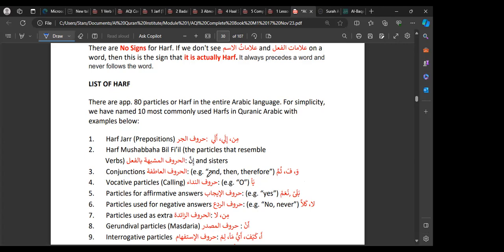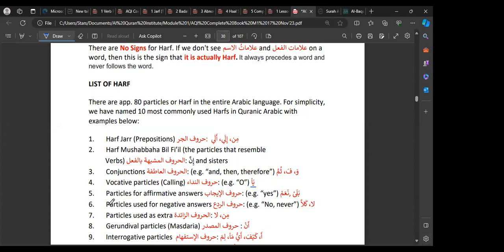Then again we have huruf al-nida, calling. The calling word is a sign for what? Is it a sign for a verb or a noun? If this comes before it, it's a noun. It's a sign for a noun. Good. But the actual calling particle, the actual word ya, is a huruf. So after it is a noun, but the word itself, ya, is a harf, harf al-nida.